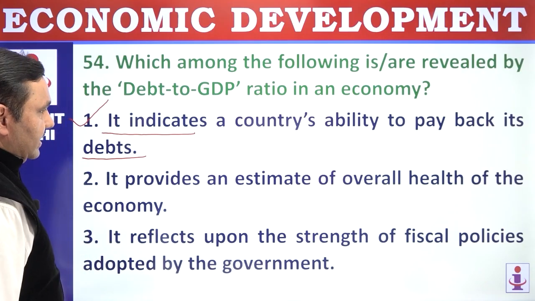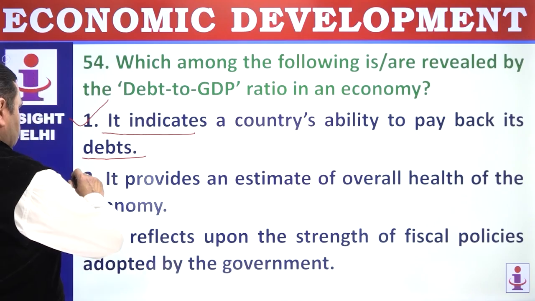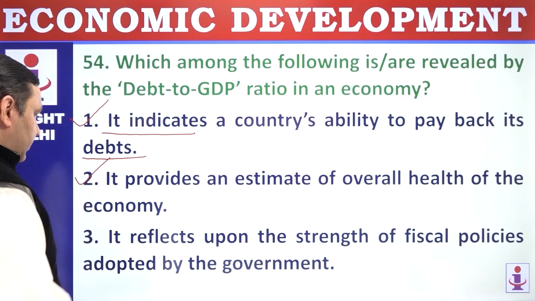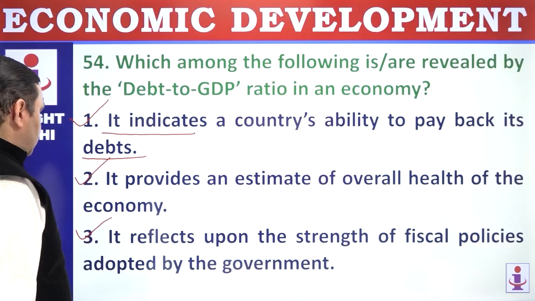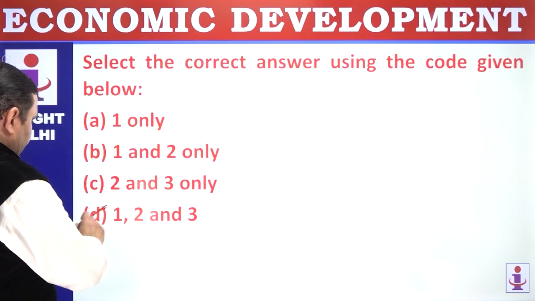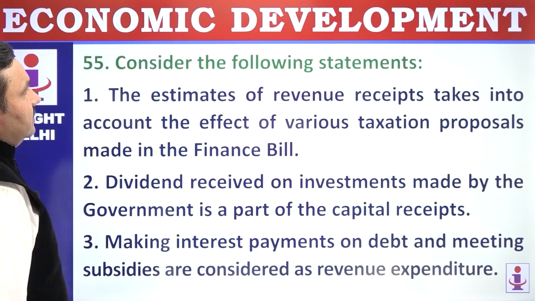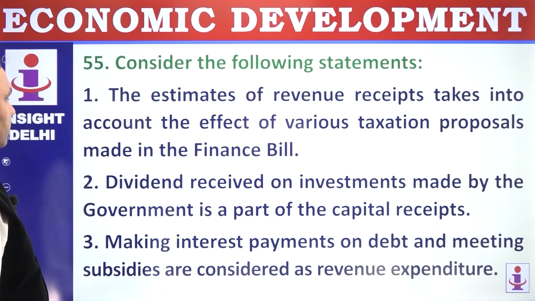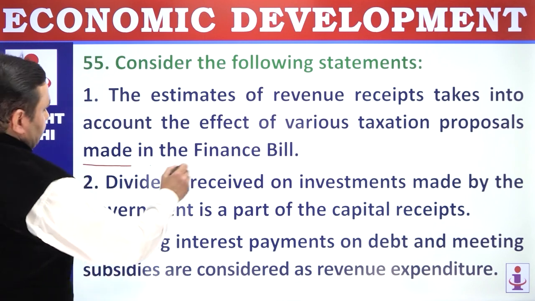It provides an estimate of overall health of the economy. That's correct. It reflects upon the strength of the fiscal policy adopted by the government. That is also correct. 1, 2, 3, all are correct. Consider following statements. The estimates of revenue receipt takes into account the effect of various taxation proposals made in the finance bill. That is true.